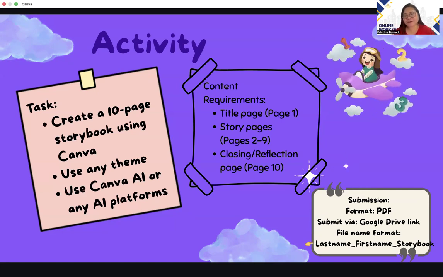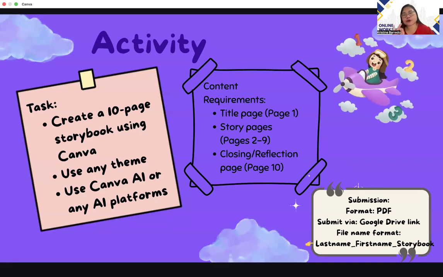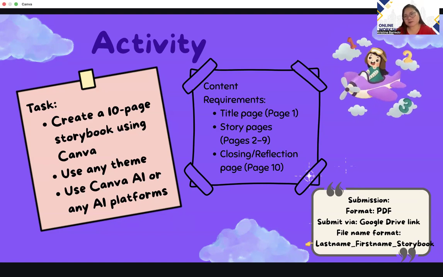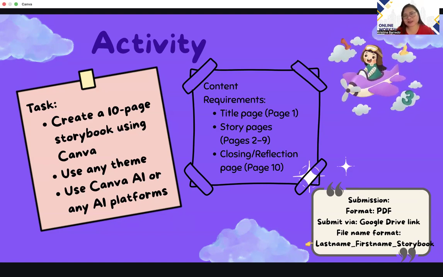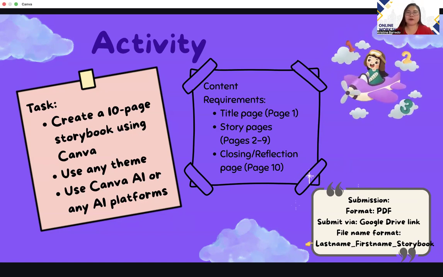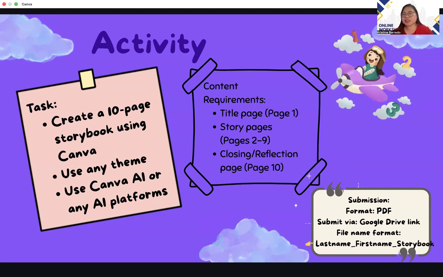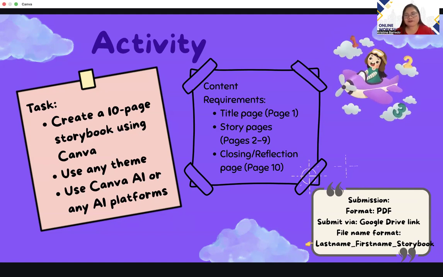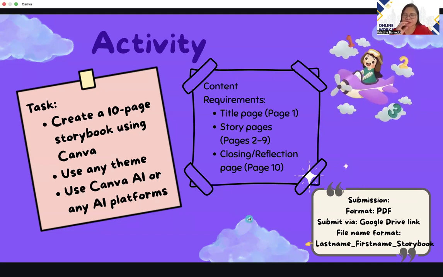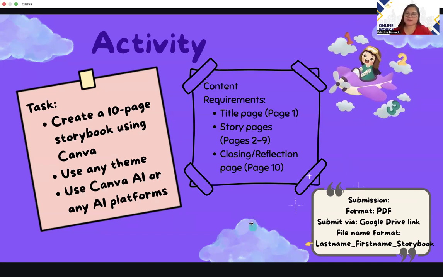The requirements: first, you have the title page, right? Your story pages should be page 2 to 9. And the last page should be the closing or a reflection page for your students or for anyone who will read your story. The submission is PDF or a Google Drive link or a Hazen. So just put in your file name, your last name, your first name, and storybook.